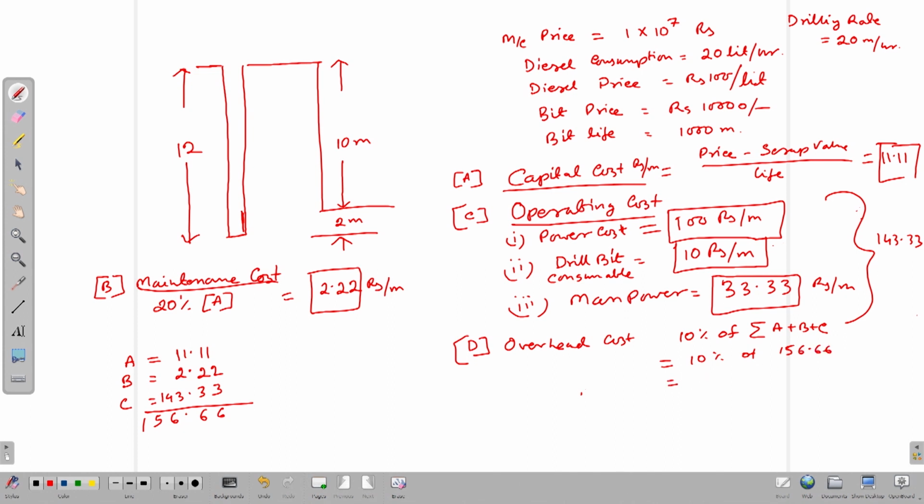So, it is coming ₹15.66 per meter. So, the total cost is coming, so this is adding with this. So, this is 2, 3, 2, 6, 1. So, the total cost is 7. Total cost is ₹172.32.